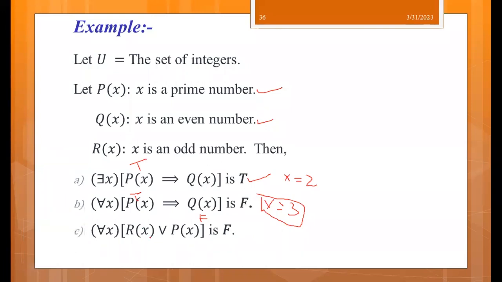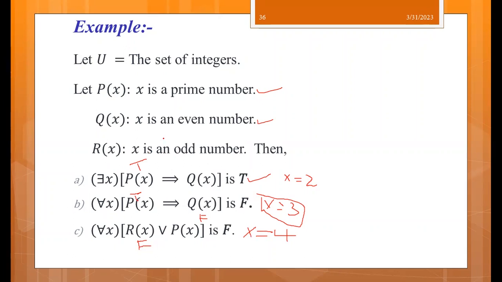As a counterexample, consider the property of r of x: x is an odd number, so we need to find a number which is not odd. What about p of x? P of x is x is a prime number. We need to find an integer which is not a prime number. So what will happen if we take, for example, x equal to 4? What is r of 4? R of 4 means 4 is an odd number. 4 is not an odd number, so in this case this is false.